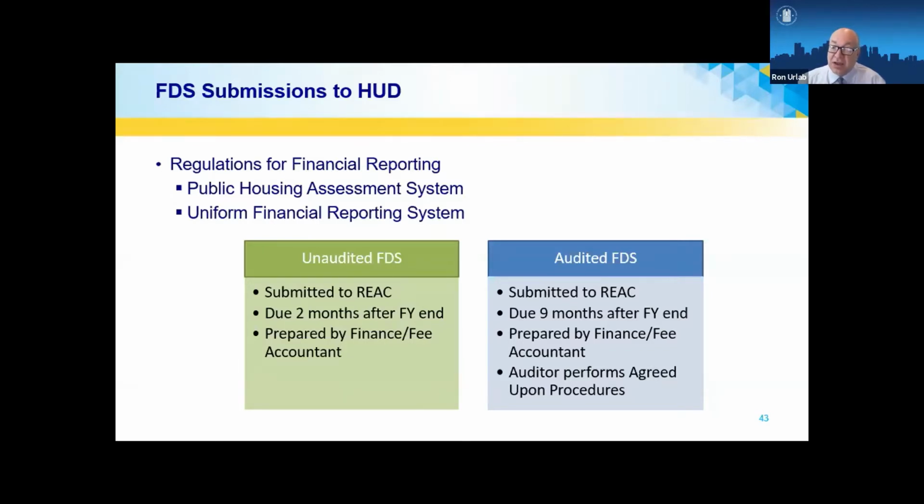Now, in certain cases, the state may require you to have an audit. And in certain cases, the board may require the housing authority to have an audit from that standpoint. So if you have an audit, then it also must be submitted to REAC, and that is going to be due 9 months after the fiscal year end. And again, typically that's going to be prepared by finance and your fee accountant, and the auditor has to agree upon the submission. They have to approve it.